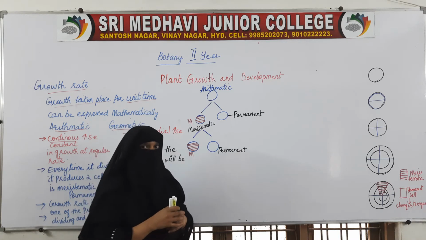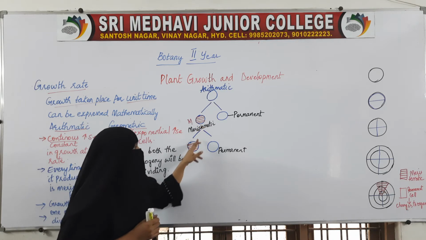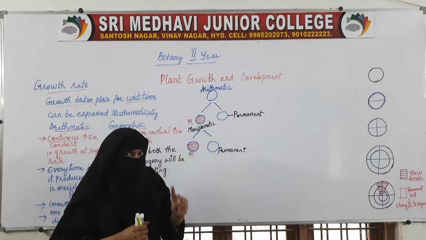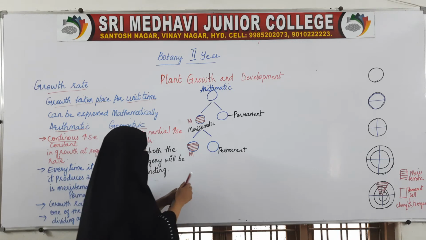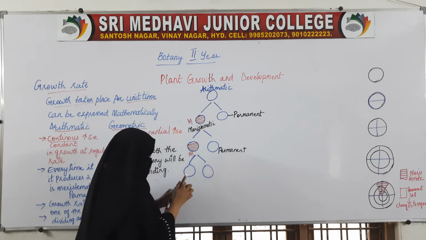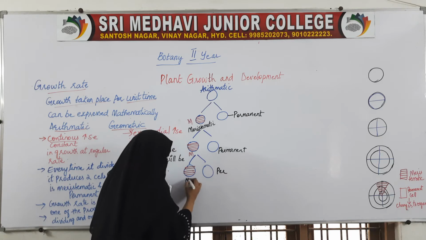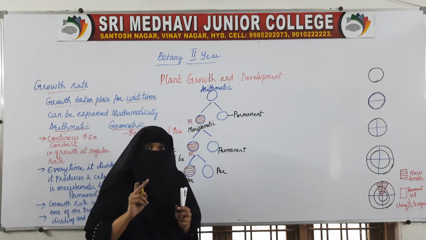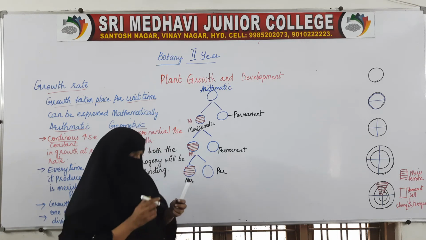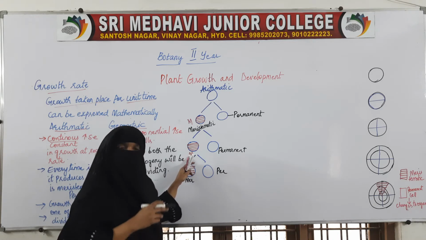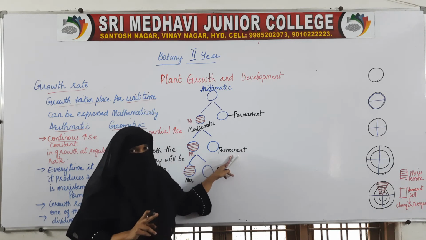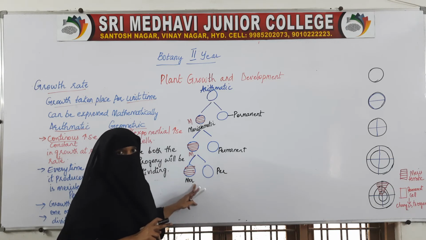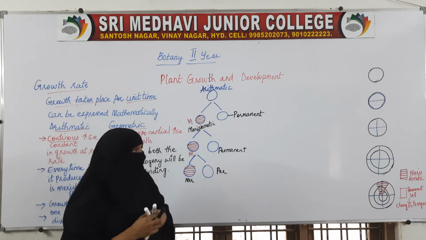Every time this meristematic cell is dividing, it is producing two cells. Out of two cells, one is meristematic and another is permanent. It goes on like this. If this is divided again, this will be meristematic and this will be permanent. So every time the cell is dividing, it gives rise to two cells, one meristematic, which has the ability to continuously divide again, and another permanent. The permanent one is not dividing, only the meristematic is dividing. So this type of growth is constant.